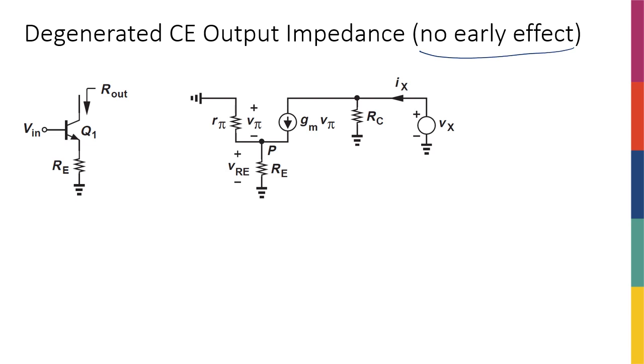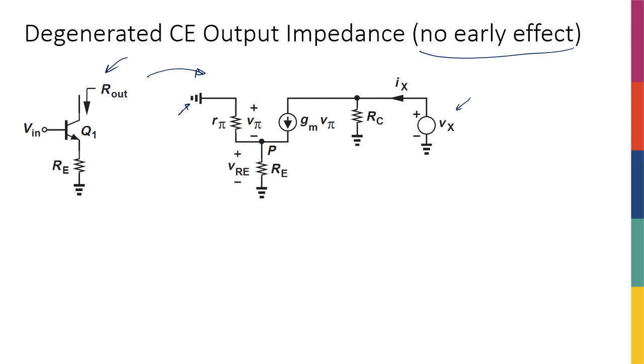So without the early effect, the circuit that I'm going to be dealing with looks like this. There's no R0. And I've turned off the input source. So here's ground, and I've applied this test voltage Vx and the Ix. Now I have to find the relation between Vx and Ix.